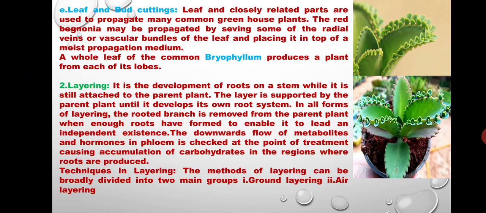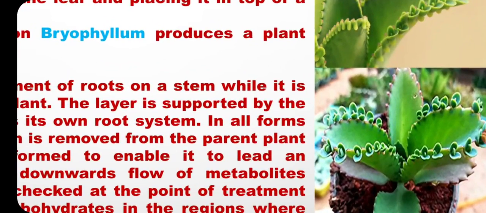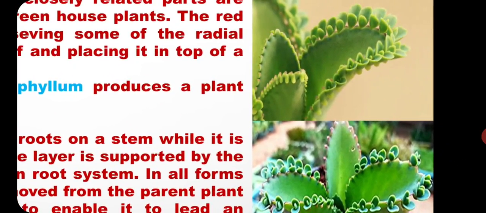Next, we discuss leaf and bud cuttings. Leaf and closely related parts are used to propagate many common greenhouse plants. The red begonia may be propagated by severing some of the radial veins or vascular bundles of the leaf and placing it on top of a moist propagation medium. A whole leaf of the common bryophyllum produces a plant from each of its lobes. See, friends, this is the leaf propagation.